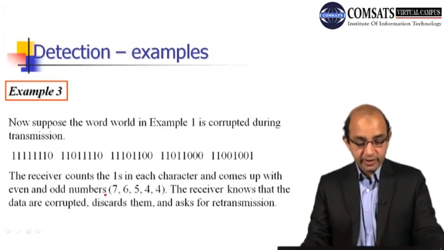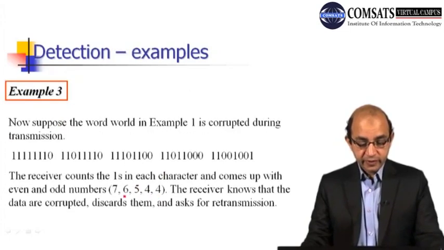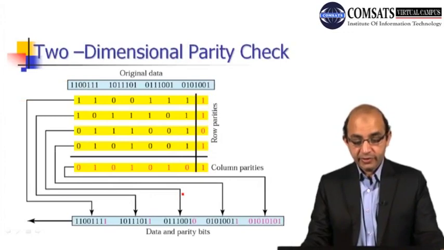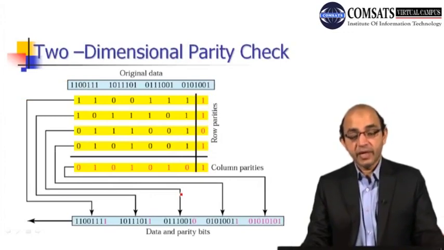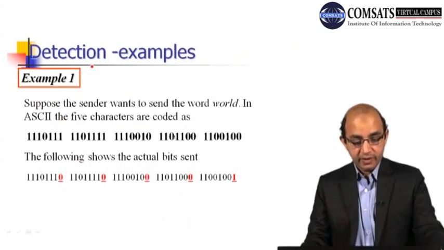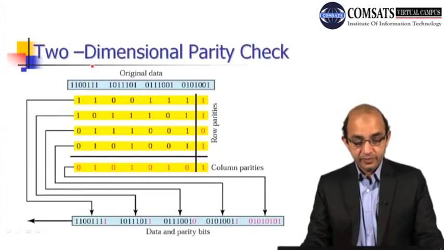Here we have an error: you can see 6, 6, 4, 4, 4, then 7, 6, 5, 4, 4. So data is corrupted over here. Here we will be explaining the benefits of having extra bits. So here we have the explanation.